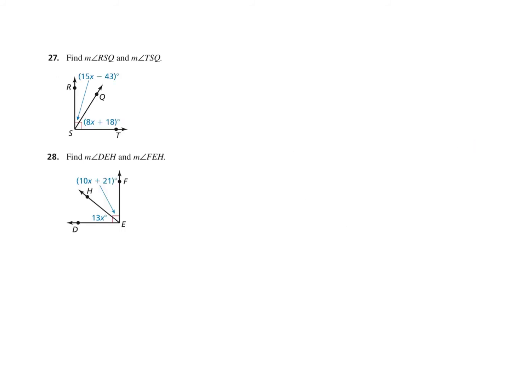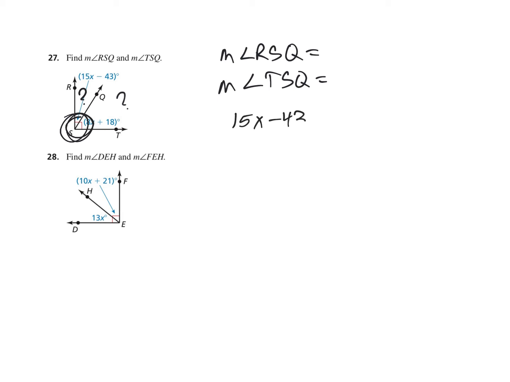Find angle RSQ. They want this one right there, and TSQ, and then this one as well. So the measure of angle RSQ and the measure of angle TSQ. So this little symbol right here means perpendicular, which means 90 degrees. So angle addition again. 15x minus 43 plus 8x plus 18 is equal to 90 degrees.